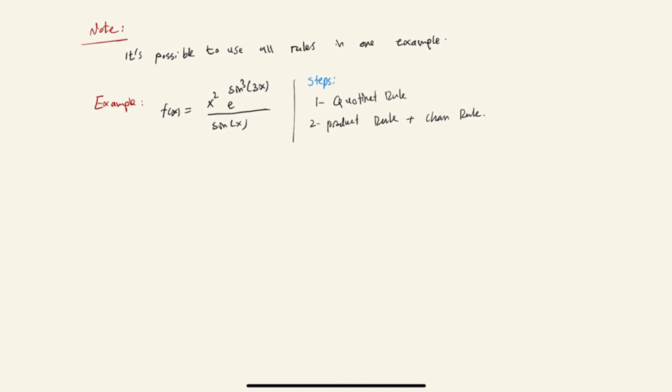So when we want to take the derivative of this function, since this is a fraction, a function divided by another function, we're going to use the quotient rule first. And then when we take the derivative of the top function, this is two multiplied functions, x squared and e to the sine cubed of 3x. And then I'm going to take the derivative of the second term on the top, which is e to the sine cubed of 3x. I'm going to use the chain rule since this is a composite function.